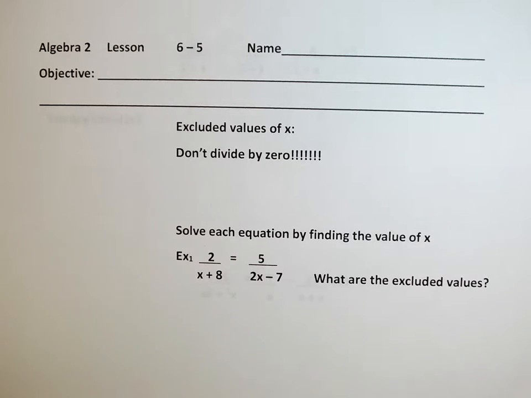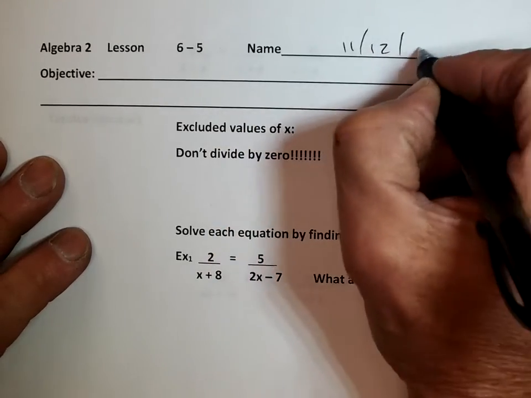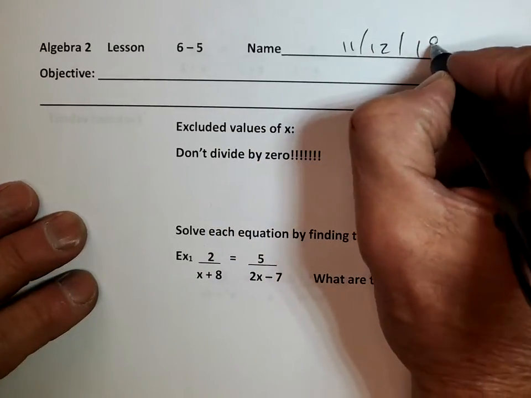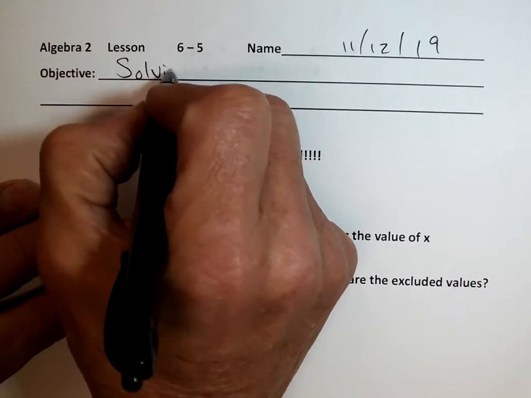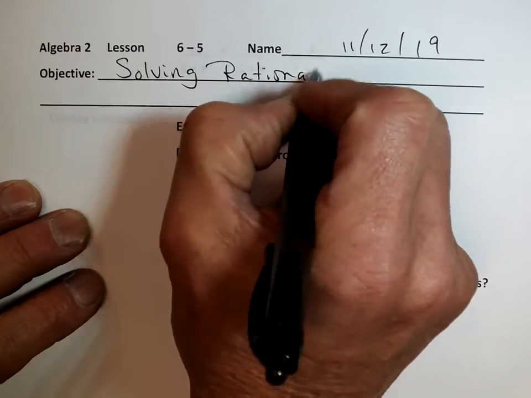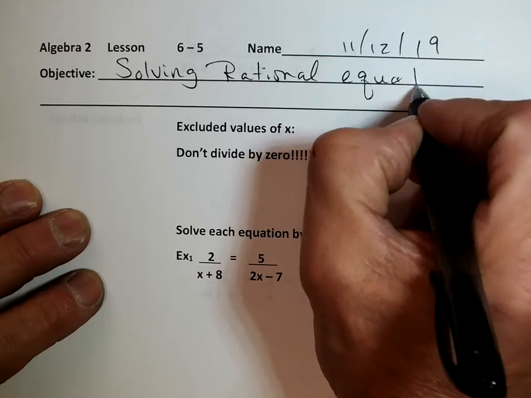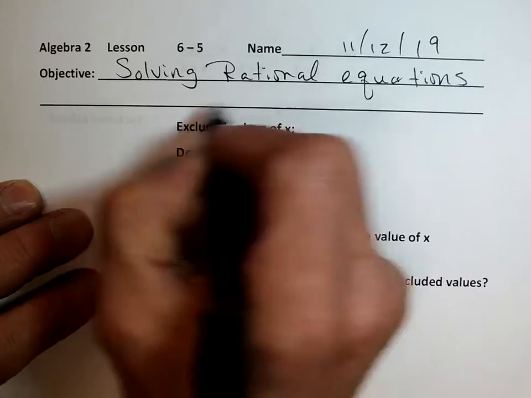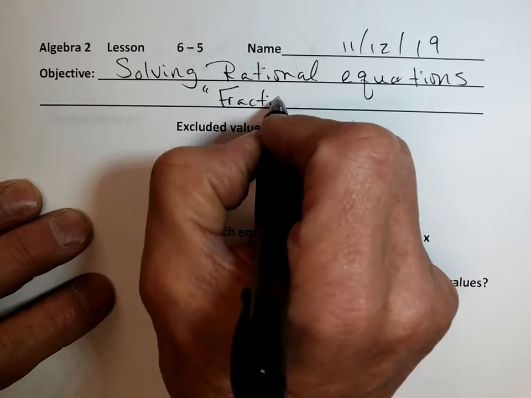All right, today's date is 11/12/19. Okay, so today what we're doing is solving rational equations. And again, rational means fraction, okay?